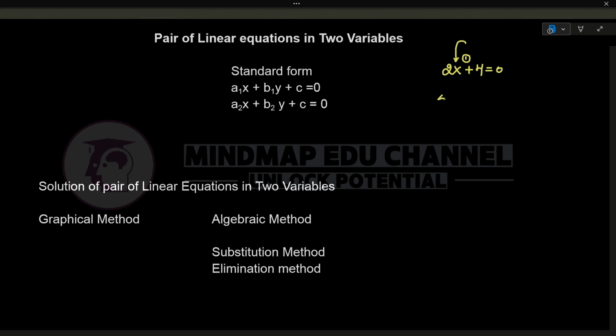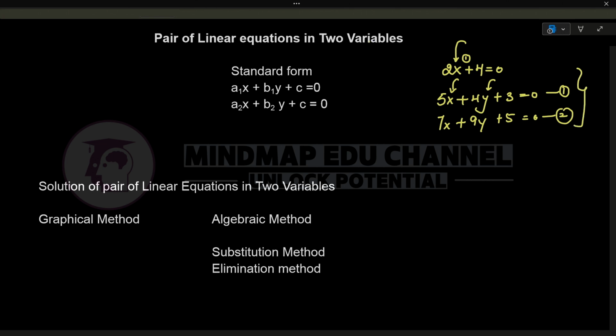Now, if I have 5x plus 4y plus 3 equals 0, this is a linear equation in two variables because we have two variables x and y, and the degree of this equation is 1. Now let's take another equation, 7x plus 9y plus 5 equals 0. So here I have two linear equations in two variables and they form a pair.